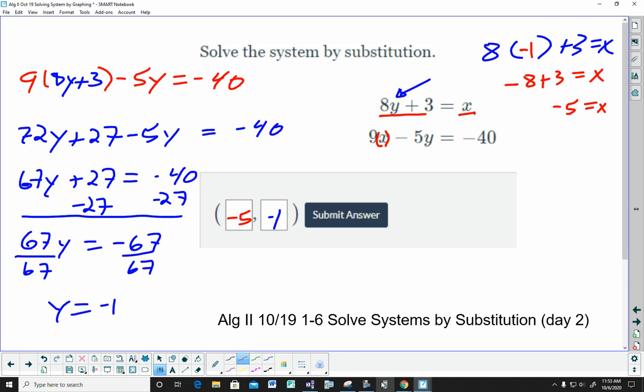Okay? That's a lot of information. This is what your assignment is. Okay? That's what it looks like in Delta Math.